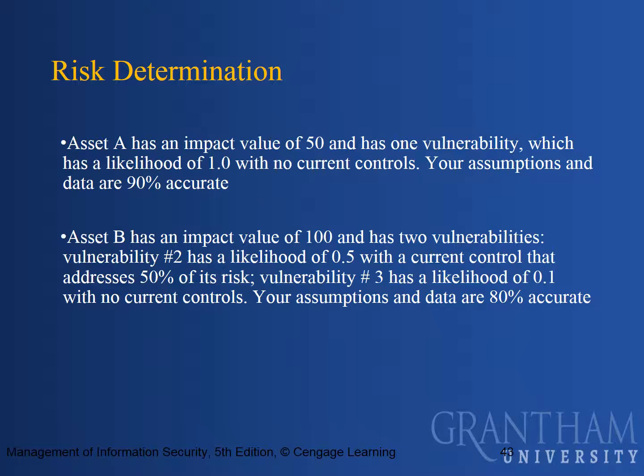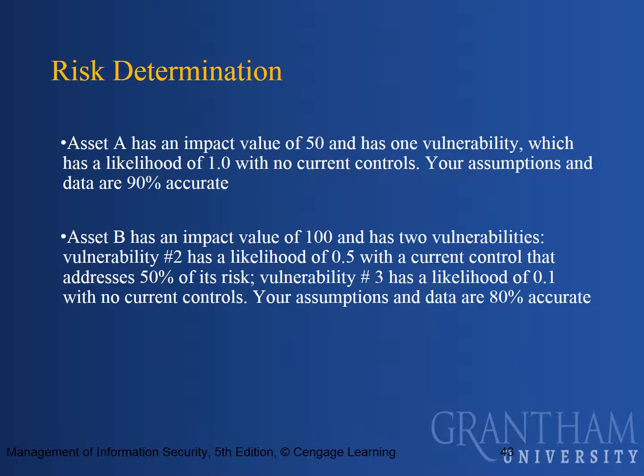When calculating risk determination, the resulting ranked list of risk ratings for the three vulnerabilities shown in the slide from Asset A and Asset B are calculated by multiplying the impact value by the likelihood, subtracting your current controls, and adding your uncertainty. Using Asset A as an example, impact value of 50 would be multiplied by the likelihood of 1. With no current controls, you subtract 0%, but add 10% as your assumptions and data are only 90% accurate.